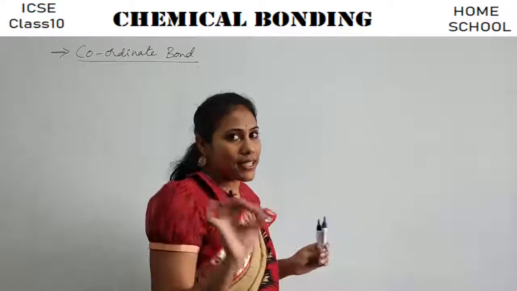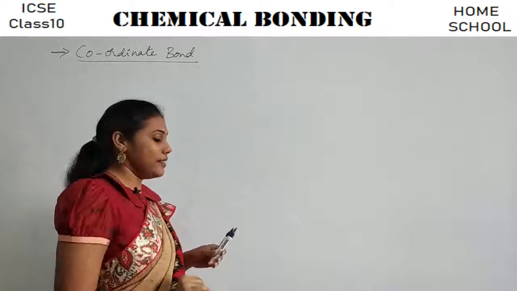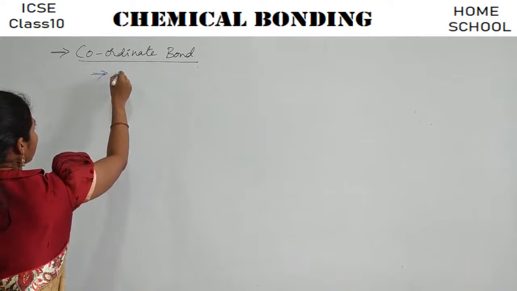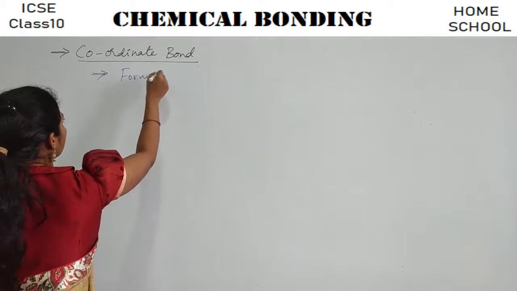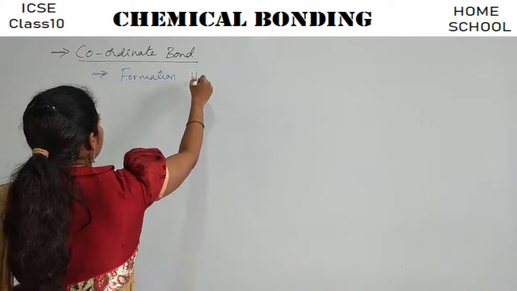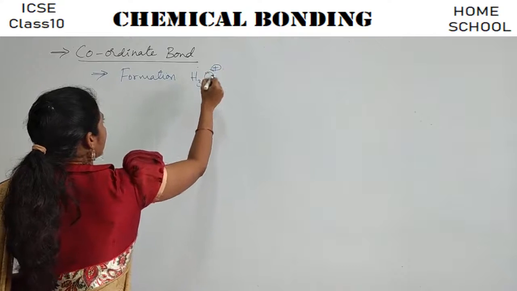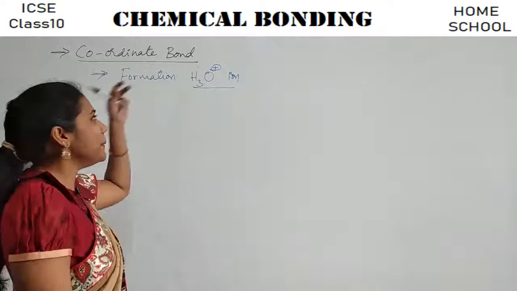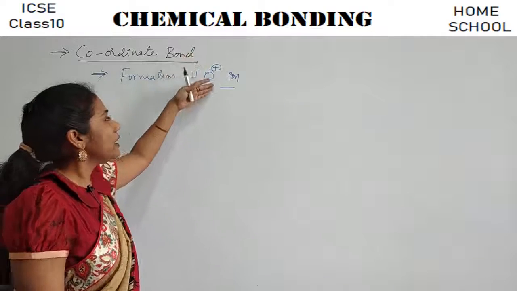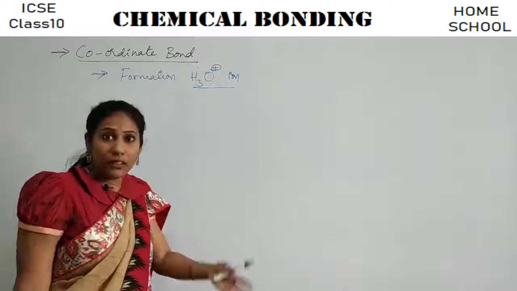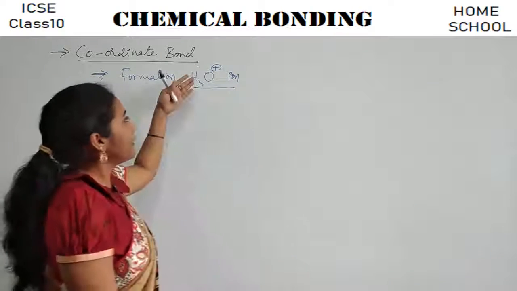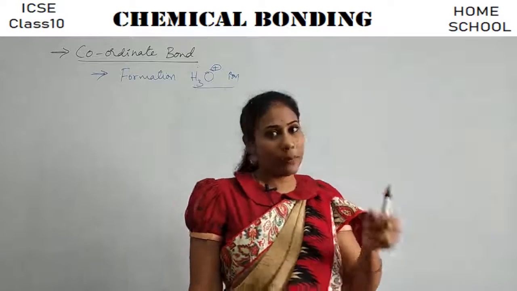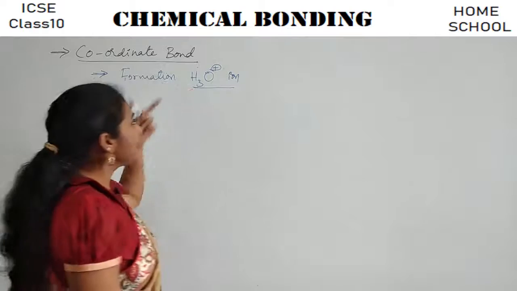So, before we start this coordinate bond, let me go with one example. First I'll start the concept with one example. The very first example I'm going to tell you is the formation of H3O plus ion. You keep observing this particular ion formation during chemical reactions, and this particular ion formation involves the coordinate bond formation. That's the reason we selected this as an example.